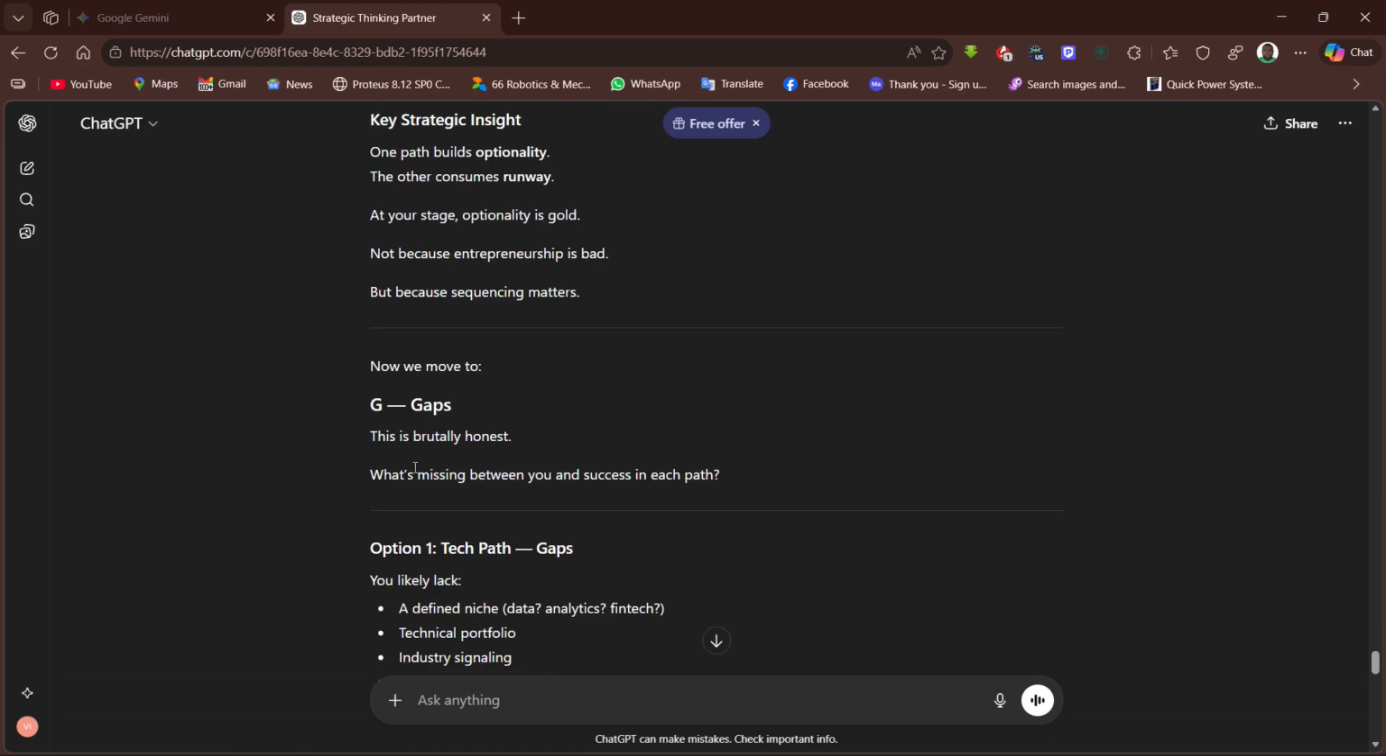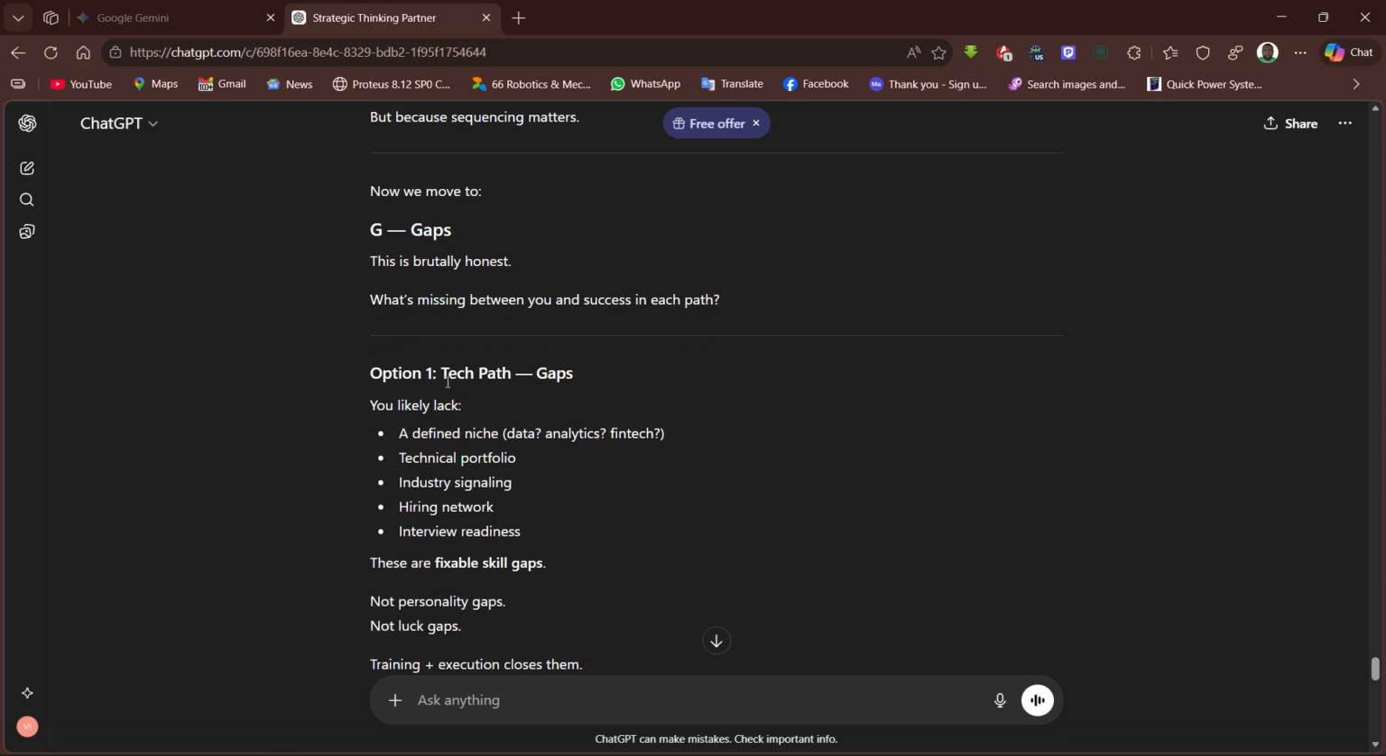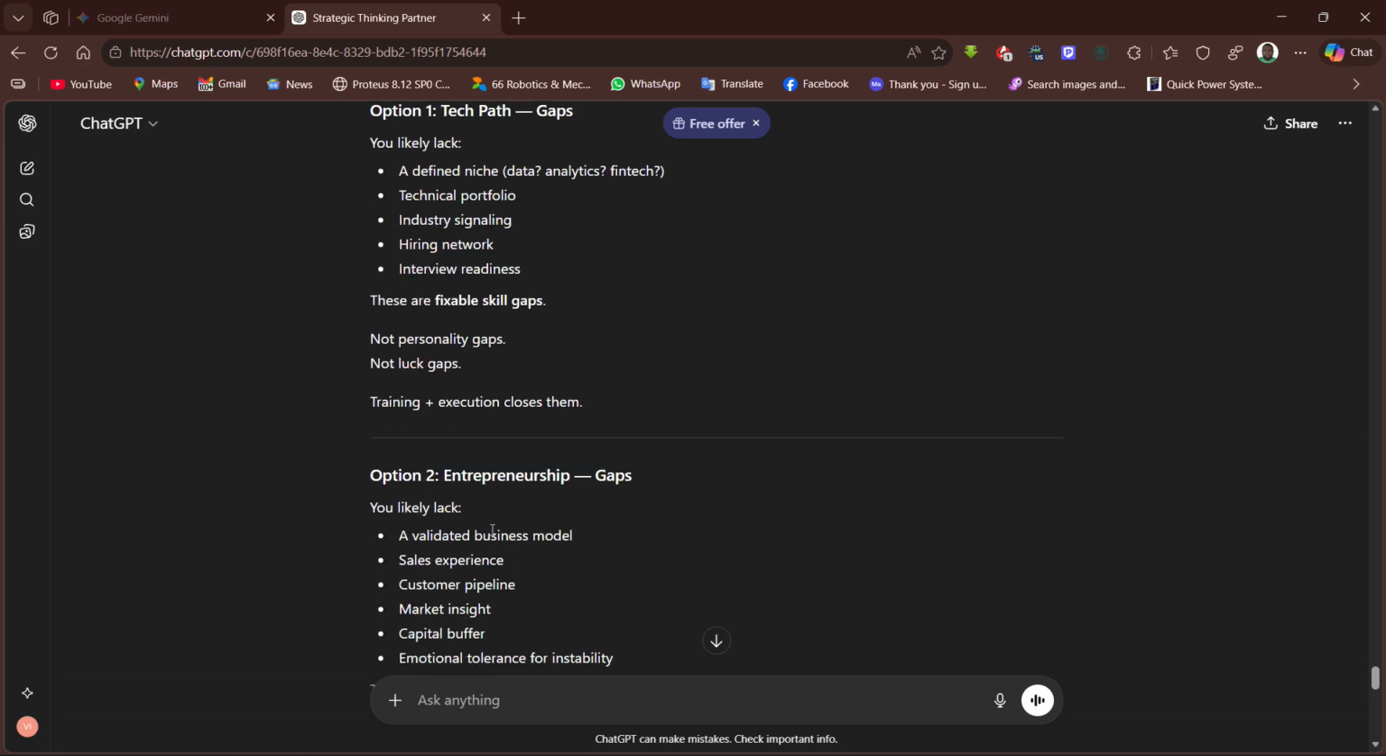Now we move to gaps. This is brutally honest. What's missing between you and success in each path? Now we are looking at the tech path. What are the gaps? A defined niche, technical portfolio, industry signaling, hiring network, interview readiness. These are the things which you lack for this particular use case. These are fixable skill gaps, not personality gaps, not luck gaps. Training plus execution closes them.